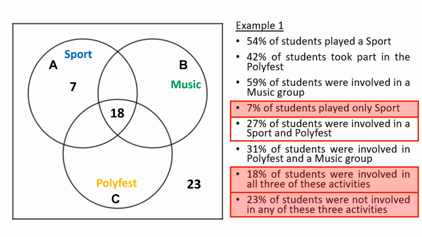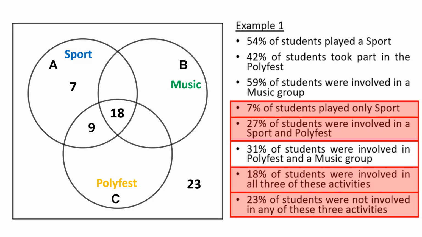Now, let me scan around and find this one. 27% of students were involved in sport and polyfest. Now, sport and polyfest is this region here, the intersection between sport and polyfest. Now, 27%. There's already 18% in the centre. So 18 plus something must make 27. So this must be 9. 9 plus 18 is 27. And so that tells us that there were 9% of our students that played only sport and polyfest. Right, I can cross this information off.